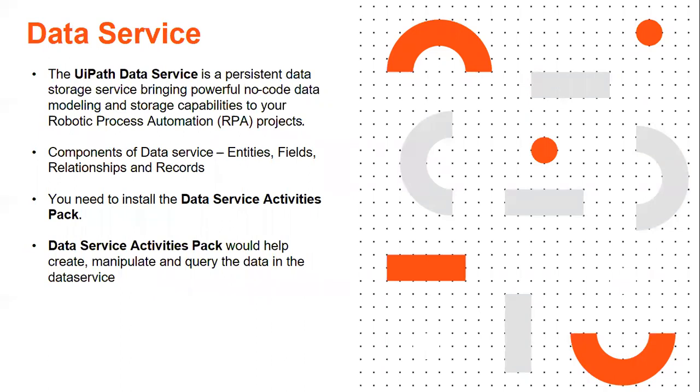Then we have records. Records are a single occurrence of the data contained in an entity. Once we create a table, we insert rows, which actually contain the data. So rows in a database are exactly equal to records in data service. A record can be created, manipulated, and queried both manually and automatically. If you want to query it manually, you can directly go to data service, open the entity, and see the record. Or you can call it using the activities from UiPath Studio.